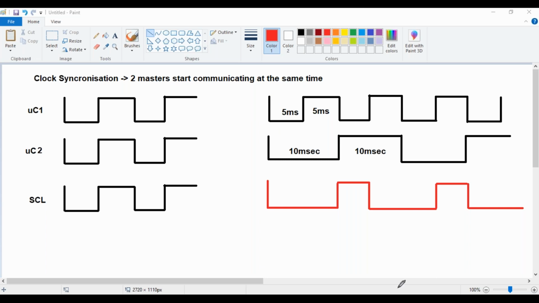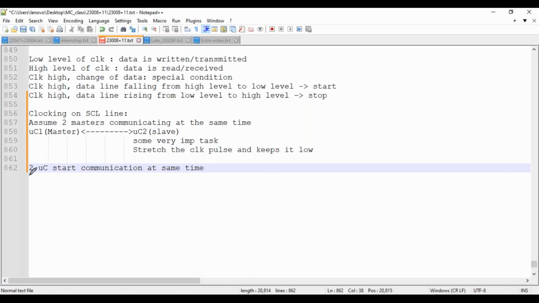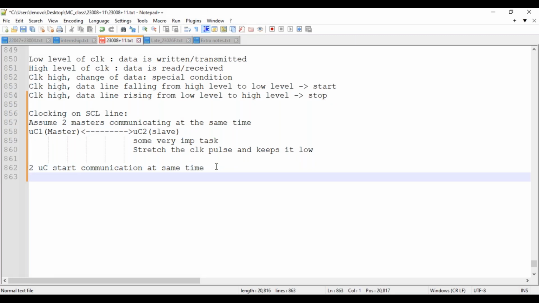fine. Now coming to the data arbitration. Two microcontrollers start communicating at the same time, but there is only one data line which can be used. Now, because there is only one data line, there can only be one master who can continue to transmit the data or continue to communicate. So out of the two microcontrollers, only one master is going to win the bus.